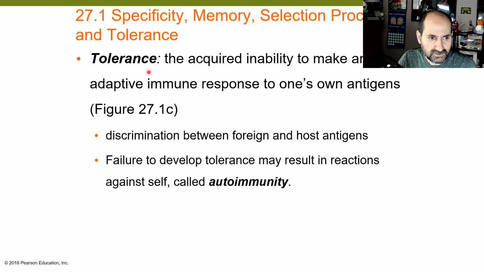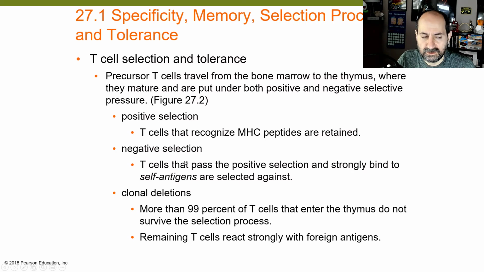Remember what tolerance means? Tolerance is the acquired inability to make an adaptive immune response to one's own antigens. So remember that if you fail tolerance, this results in autoimmunity, response to self, attacking tissues that are your own. And how do the B cells and T cells prevent autoimmunity? They do what's called clonal deletion. Any T cell and any B cell that recognizes self antigens will kill itself, right? That's called clonal deletion.